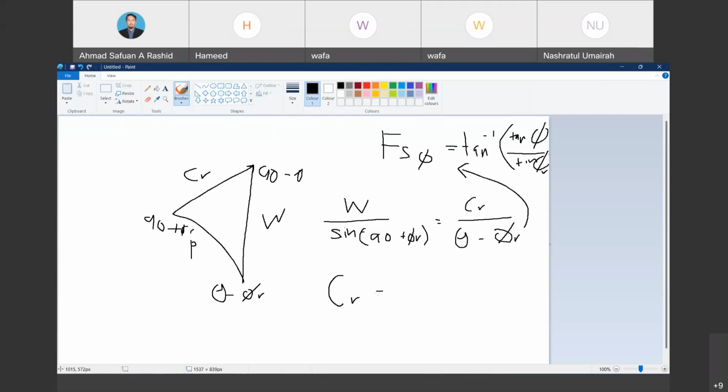Later on, capital CR is equal to small letter cr times L. So easily we can get the small letter cr. Then to get the FSC, the c should be divided by the cr. So I will show you one example based on this approach.